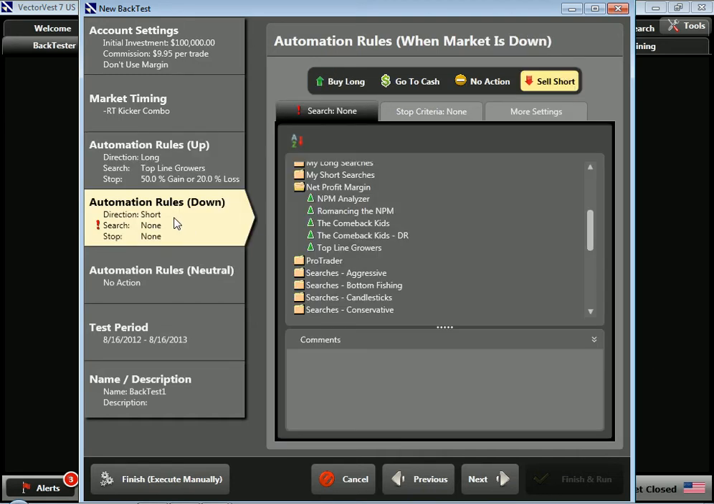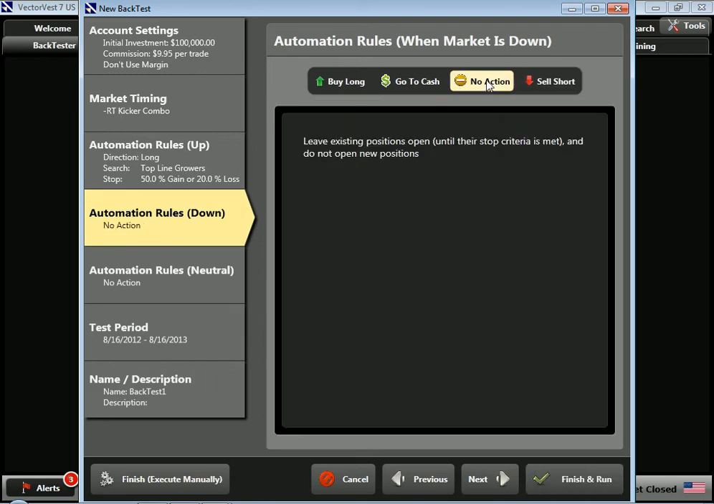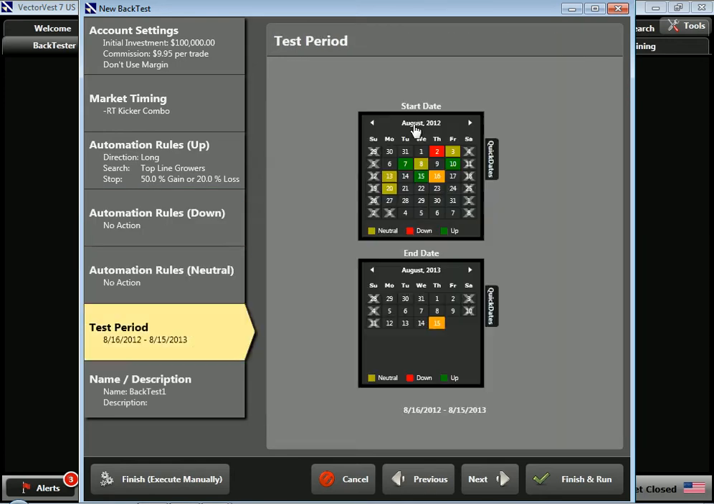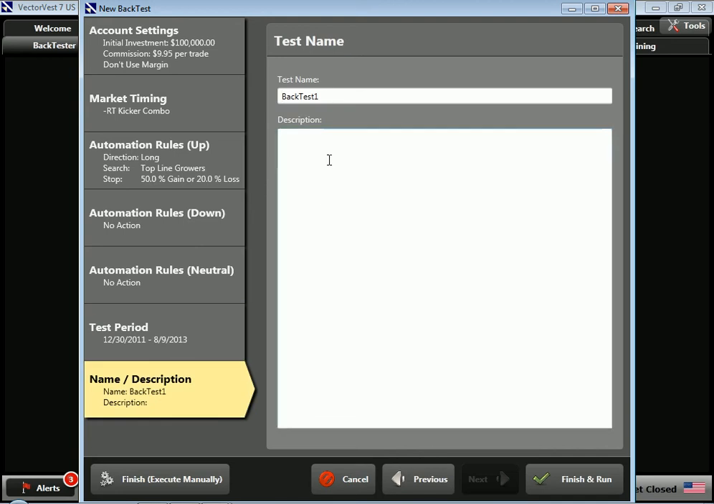Moving ahead to the automation rules for down, we're going to take no action, which means we're just going to let those open positions ride out their stops. And the same is true for the neutral signals. Our test period, we'll roll this back to the beginning of 2012, and I'll select the last day of December of 2011. And for our end date, I like to go Friday to Friday, so we'll choose the 9th. We'll give this a name, let's call it Top Line Growers 50/20 for a 50 gain, 20 loss, documenting what we're doing in the portfolio. And then finally, I'll click Finish and Run.